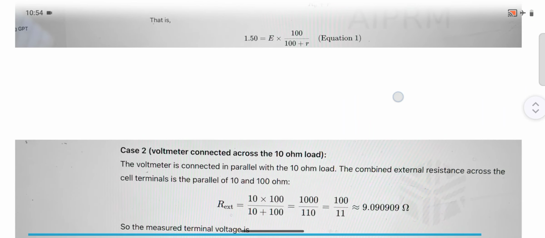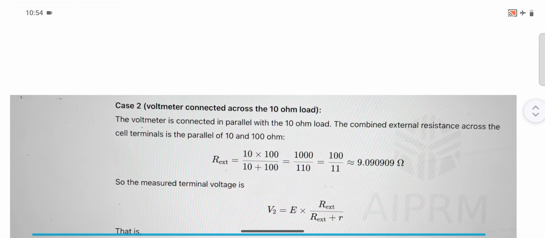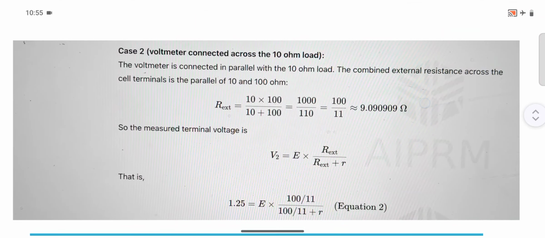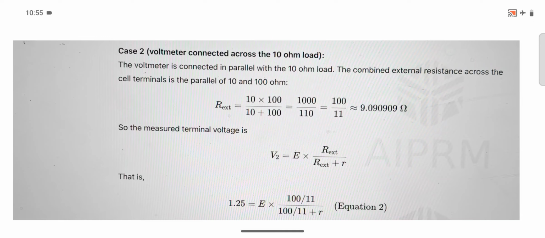Now the voltmeter is connected across the 10 ohm load. The voltmeter is connected in parallel with the 10 ohm load. So the combined external resistance across the cell terminals is the parallel combination of 10 ohm and the voltmeter resistance.